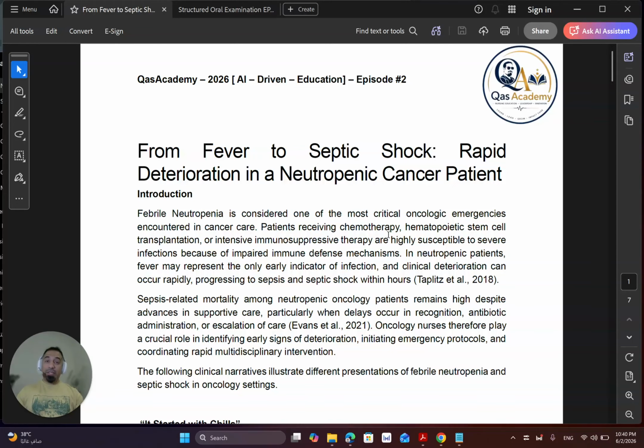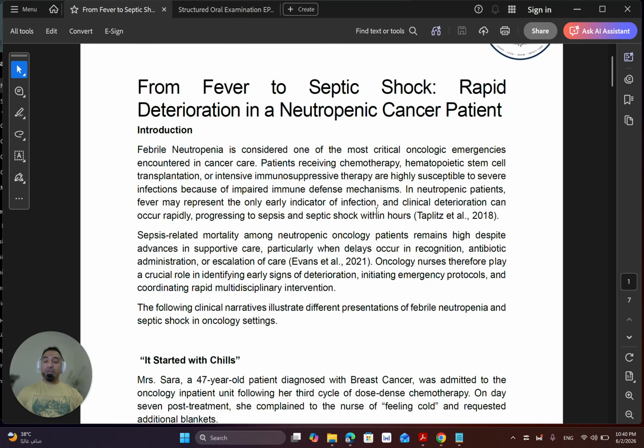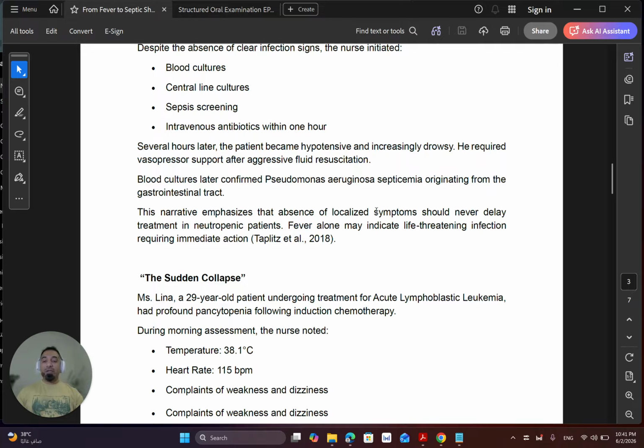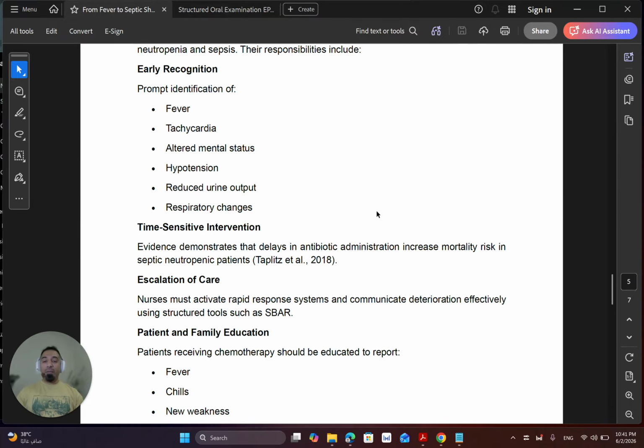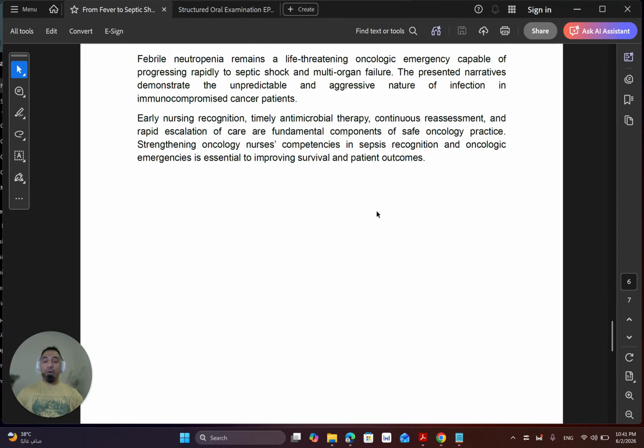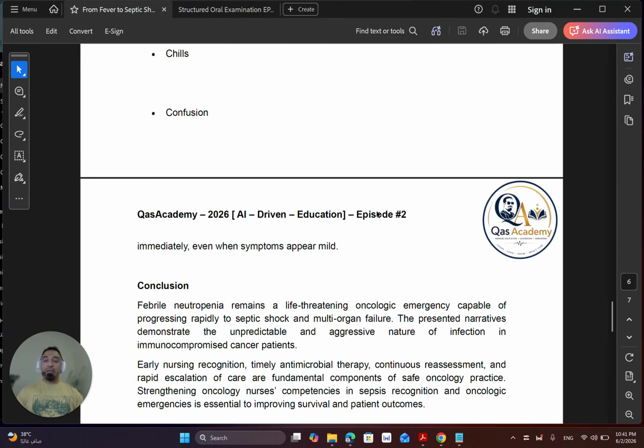Okay, as we said, we will be using this to build our trust. So this is the article that I will be using. As you can see here, it's "From Fever to Septic Shock: Rapid Deterioration in Neutropenic Cancer Patients." It has introductions, case scenarios, some investigations, blood investigations, and vitals. So I'll be using this document. I'll upload it, and as you can see, it's a comprehensive document that I've studied already, and I will ask the chatbot to be my examiner.